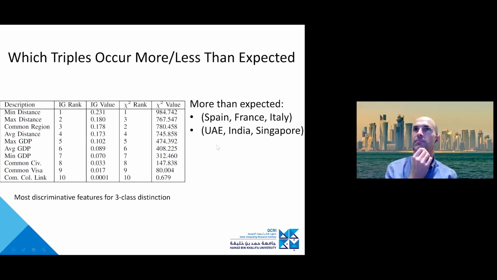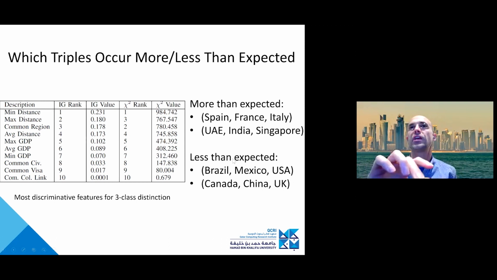But then there are also cases where the opposite holds, right? There are quite a lot of people moving from Brazil to the USA, or at least between those two countries. We don't know the directionality in this data set. And between Brazil and Mexico, and between Mexico and USA. But there are very few that have lived in all three of them. So this is the sort of thing that you can pick up with this type of data that you could not do through traditional data. And similarly here for Canada, China, and UK.